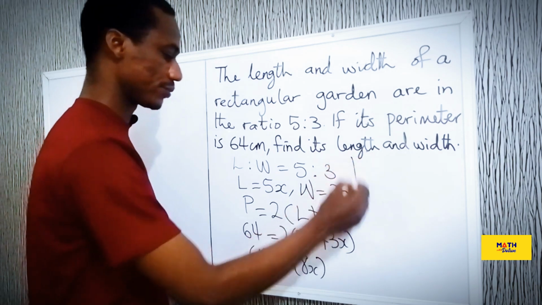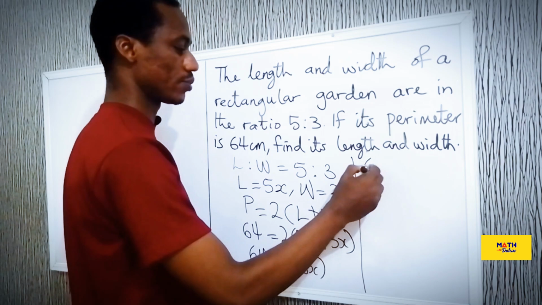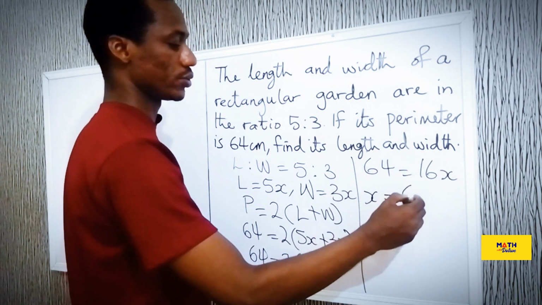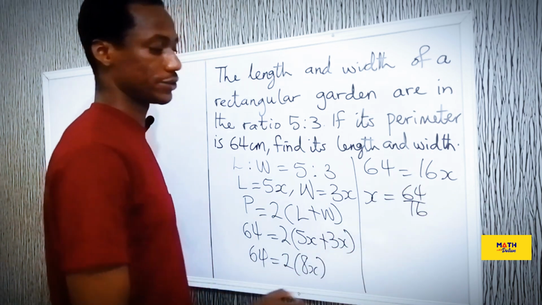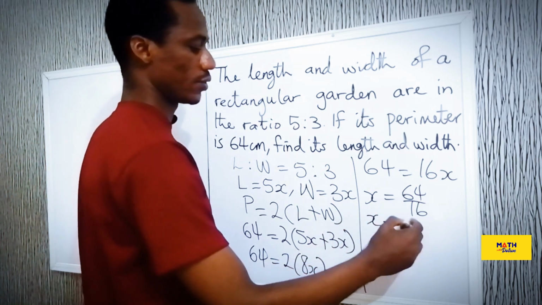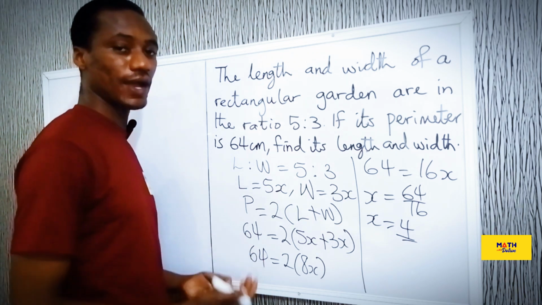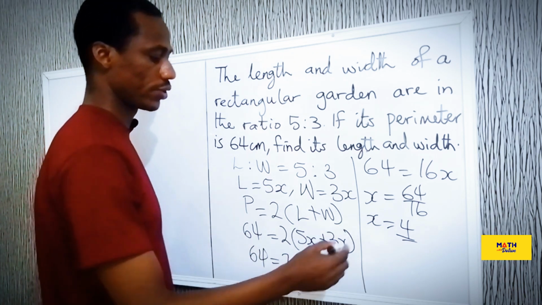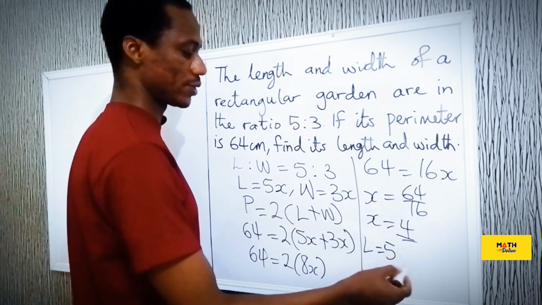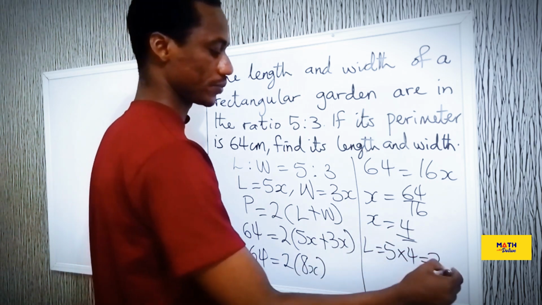We have 2 times 8x, which will give us 16x. So that means 64 equals 16x, and then x will be equal to 64 divided by 16. How many 16s are there in 64? That's 4. So now we know the multiplying factor, then we can find the value of the length and the width. In ratio 5 to 3, the length is 5 times x, and x is 4. So 5 times 4 is 20.